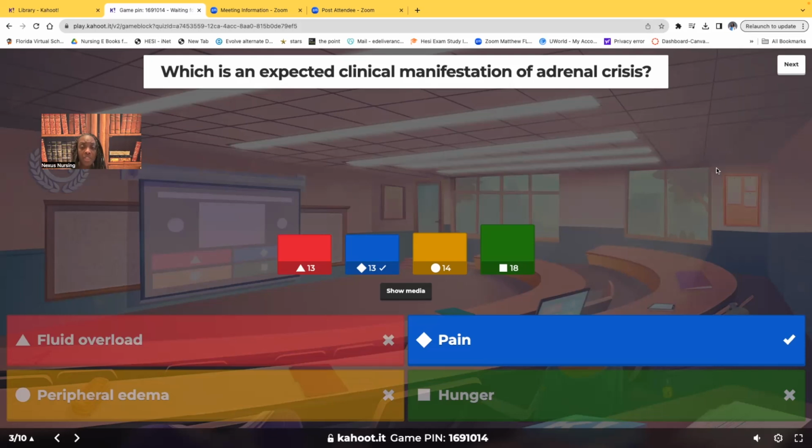Next choice, peripheral edema. Well, you'd have peripheral edema if you were in fluid overload, but the patient with Addison's is going to be the opposite. They're going to have fluid deficit, so we're not going to see peripheral edema. And hunger, no, that patient's going to have anorexia. They're going to have decreased appetite, not hunger. What we will see in the patient that has Addison's disease, especially if they're in Addisonian crisis, is pain. Again, headache, back pain, abdominal pain, okay?